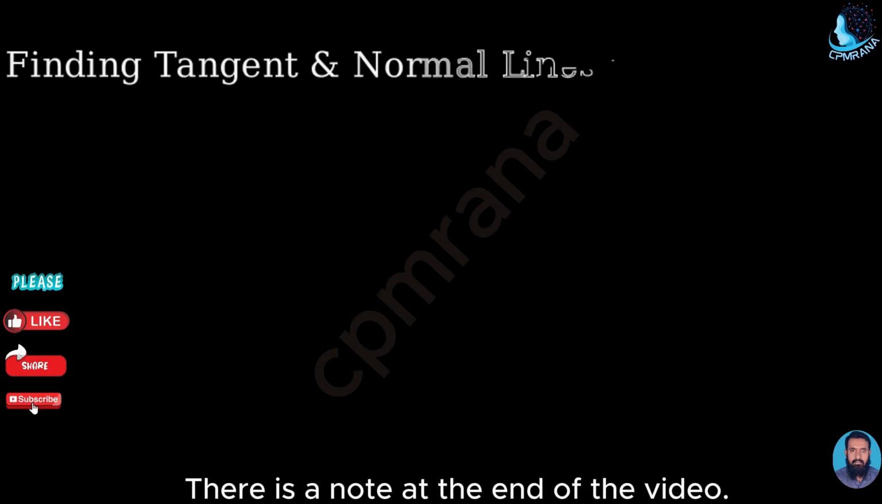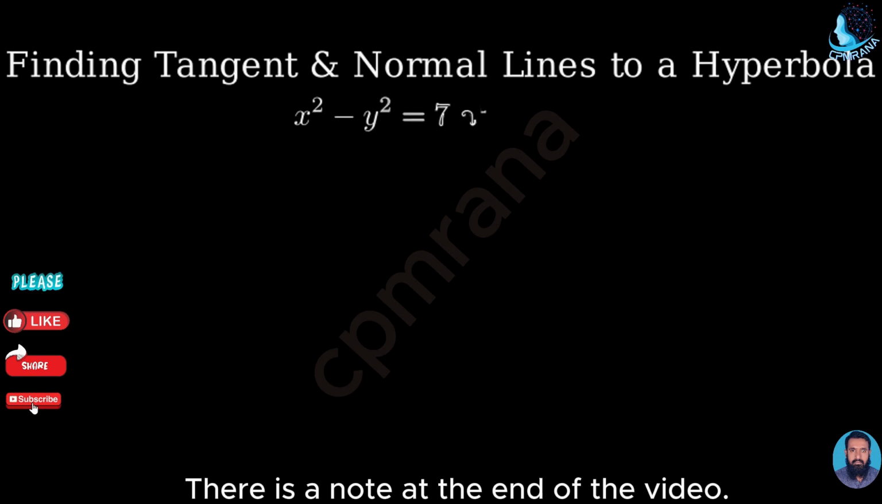Let's solve for the equations of the tangent and normal lines to the hyperbola x squared minus y squared equals 7 at the point (-4, 3). Let's start by finding the derivative dy/dx using implicit differentiation.